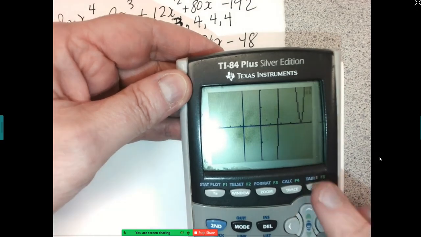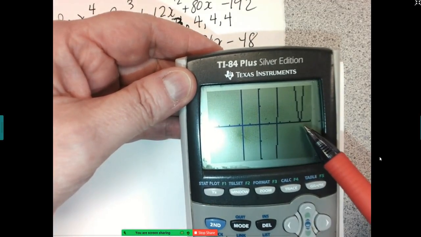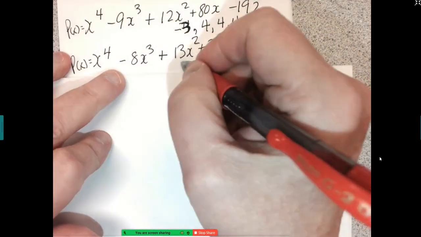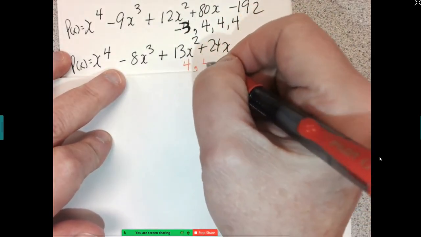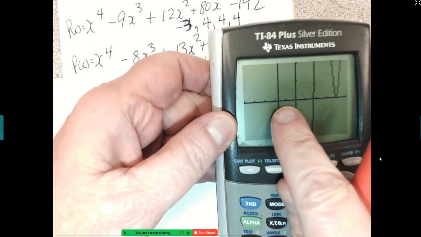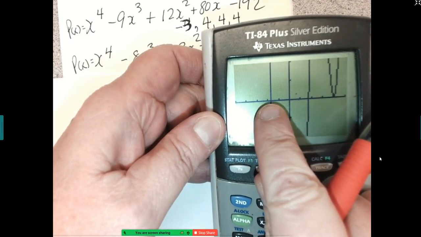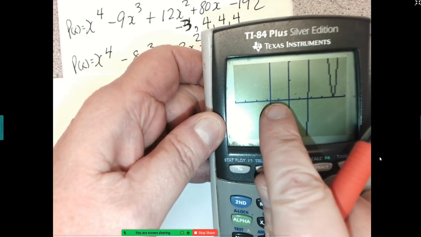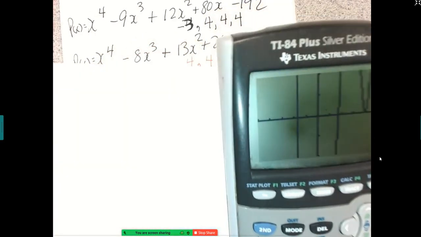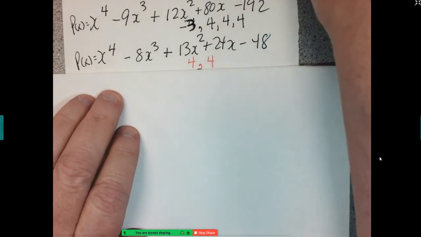It's 4. So if I press second graph, yes, 4 is definitely a 0. So it looks like 4 is a 0 of multiplicity 2. So I'm going to count it twice. But then I've got these other ones that are not real numbers, that are not integers. And if they are rational numbers, can be written as a simple decimal, it's not going to be a 0.5 kind of thing. So what I'm going to do to find that is I'm going to have to break this down with synthetic division.